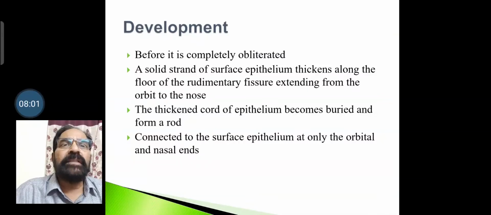So before this fissure is obliterated, a solid strand of surface epithelium thickens along the floor of the fissure, extending from orbit to the nose. The thickened cord of epithelium becomes buried and forms a rod, and it is connected to the surface epithelium at only orbital and nasal ends.